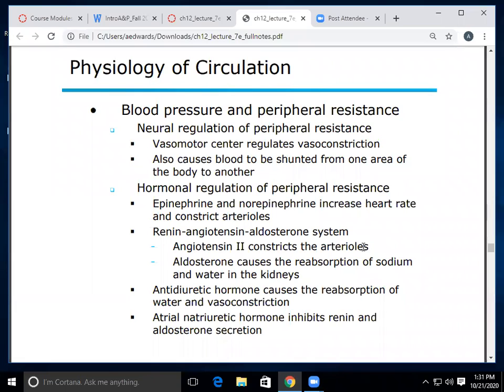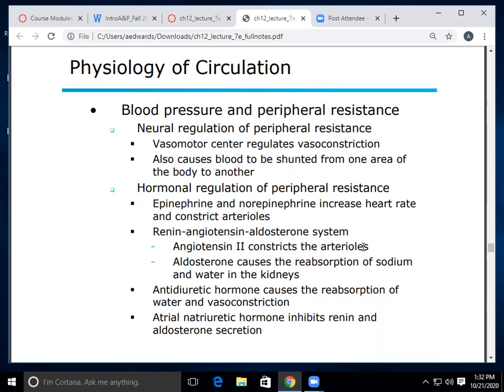A little more about peripheral resistance and blood pressure. Peripheral resistance, again, how much resistance to blood flow there is, can be regulated by the nervous system. So you have a vasomotor center in your brain, and it regulates what we call vasoconstriction. Vaso just means vessel. It can cause blood to be shunted to another part of the body. Peripheral resistance can also be regulated by the endocrine system through hormones. So epinephrine, norepinephrine can increase your heart rate and constrict your arterioles.